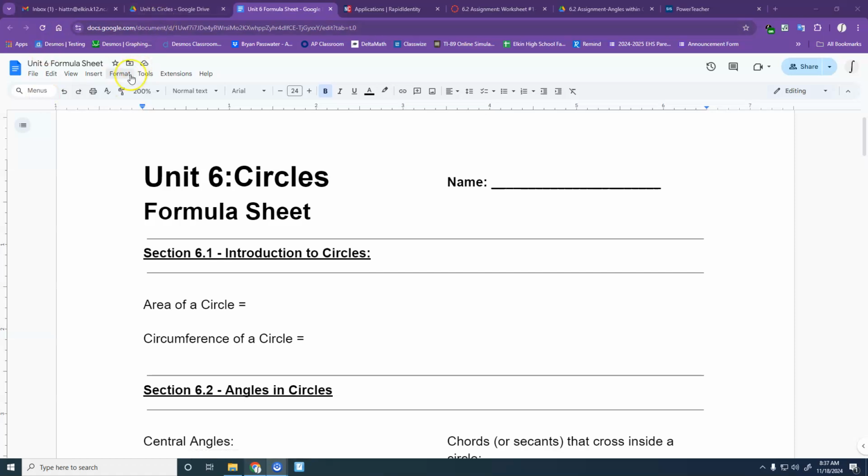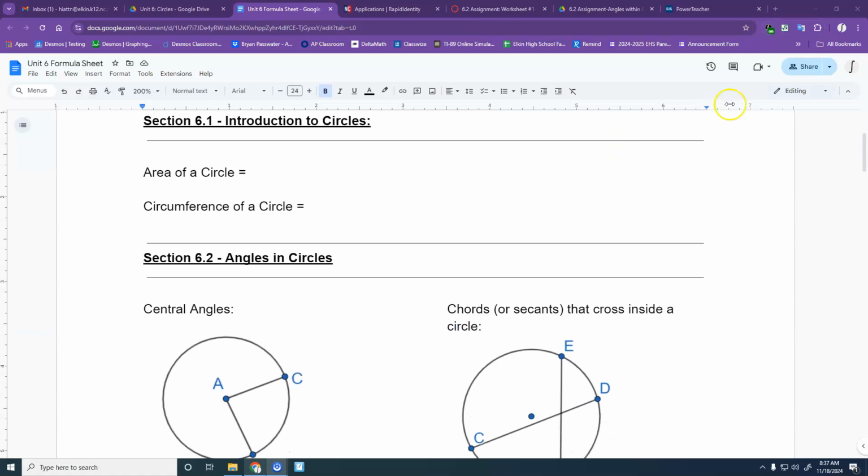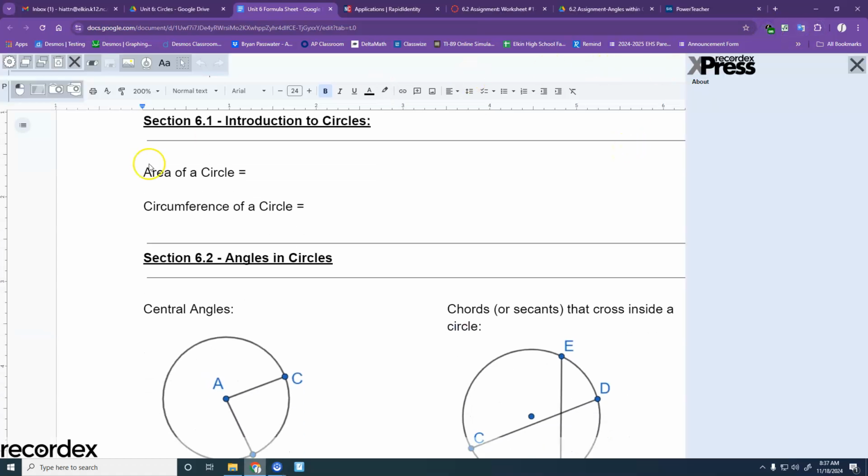Okay, so on our formula sheet, there are just a few things that we need to write down. From the first section, you had the area of a circle and the circumference of a circle. So area is going to equal pi times the radius squared. So make sure you have that one written down.